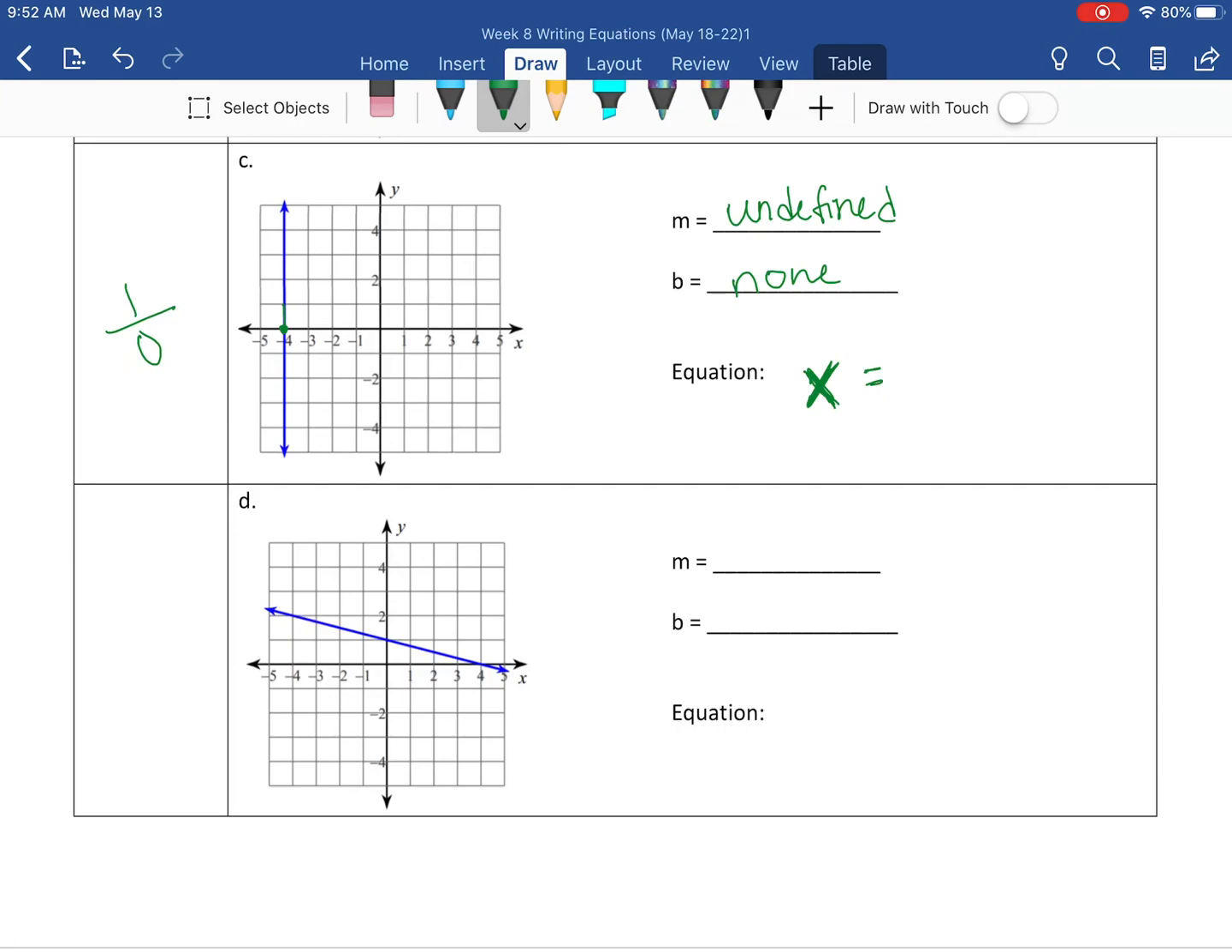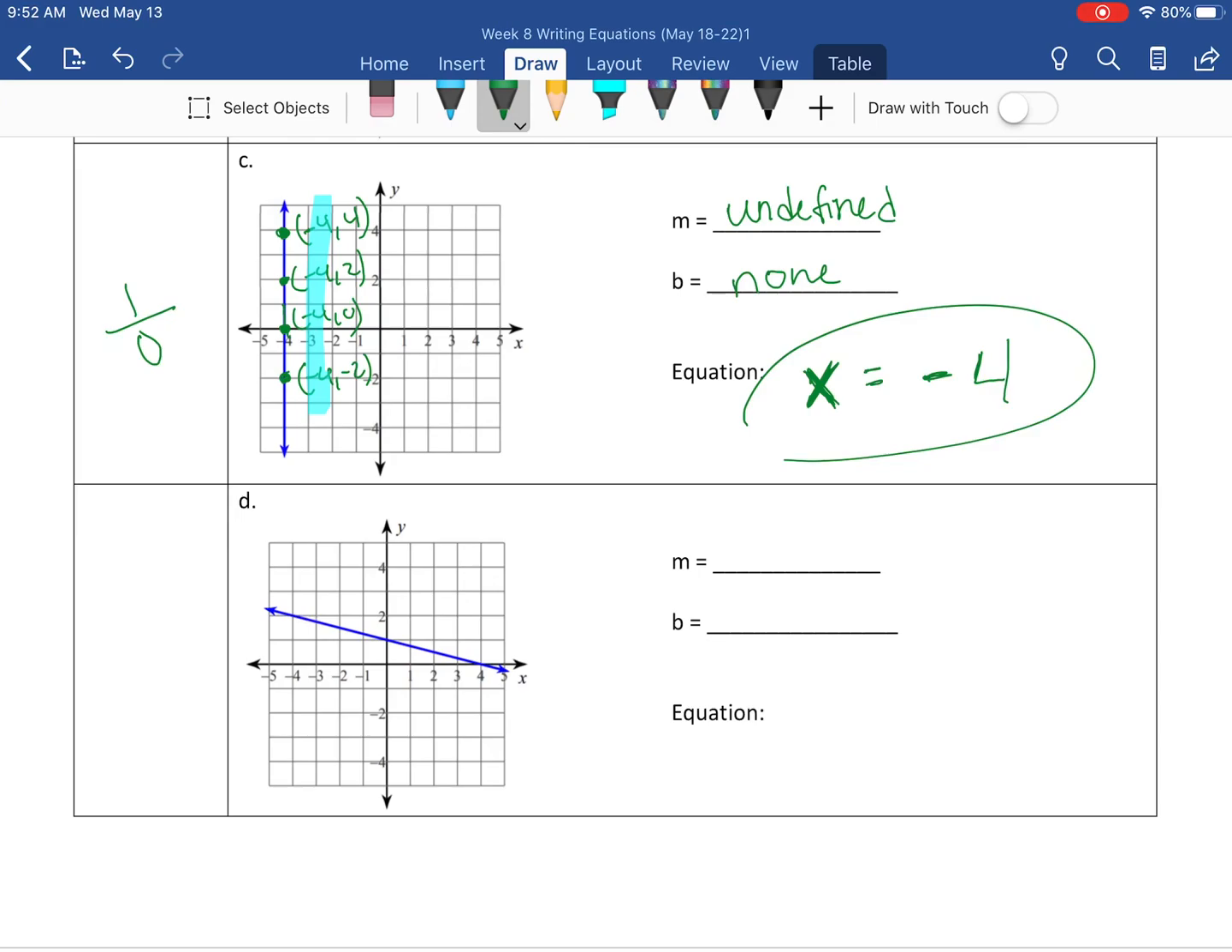Well, if we're looking at our line, no matter where it is on the line, what's the x value? This is the point negative 4, 4. This is the point negative 4, 2. This is the point negative 4, 0. This is the point negative 4, negative 2. So notice that those y values are changing, but the x value is always negative 4. So this is the line where x equals negative 4, and that'd be our answer.